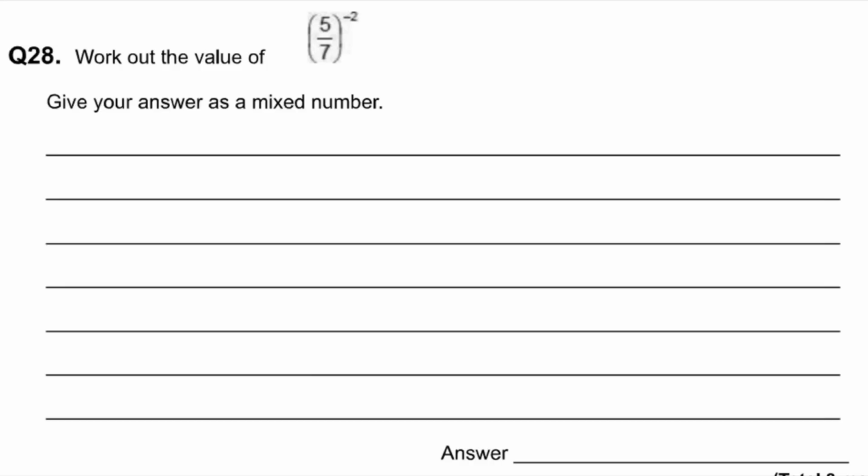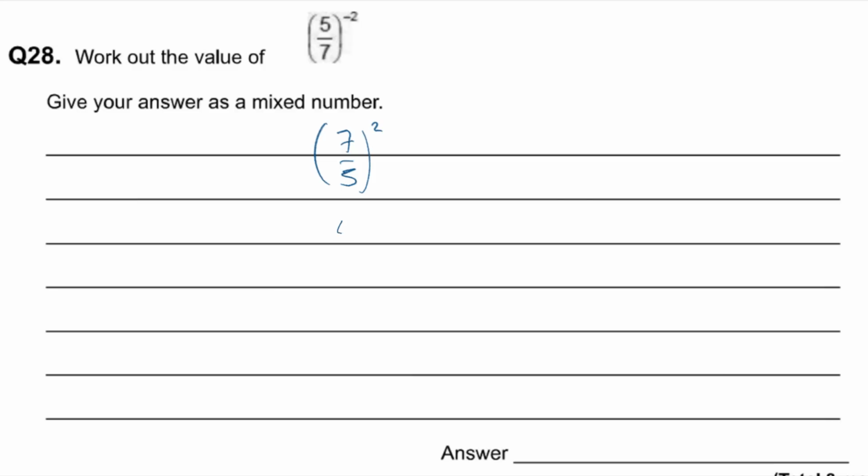Okay, negative index means 1 over the same number to a positive index. So what I can do here is just flip the fraction over and say that's the same thing as 7 over 5 to the power of 2. That's the easiest way of doing it. Because 5/7 is 7/5 to the minus 1, and then multiplying minus 1 with minus 2 gives you 2. So if you've got a negative index of a fraction like that, you can just flip the fraction over and change it to a positive index.